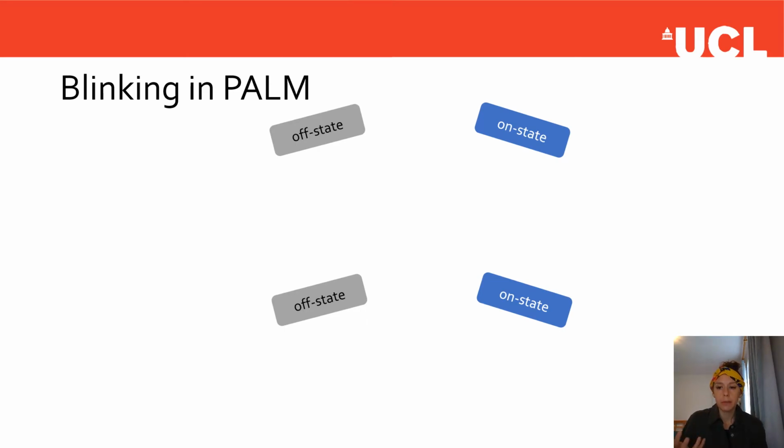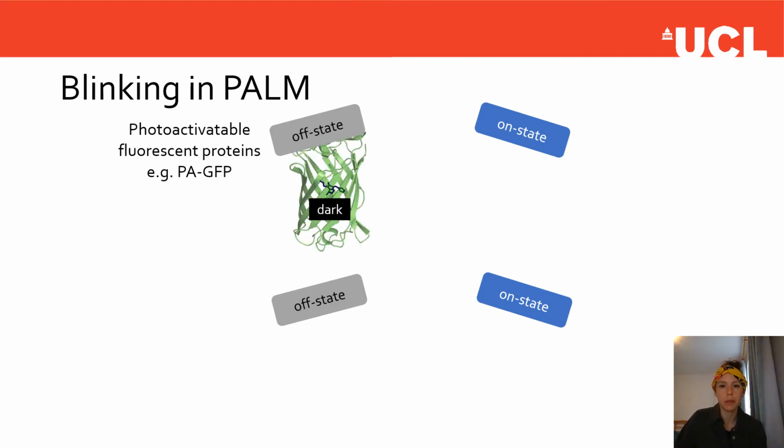So how do we achieve blinking in PALM? This is where we use fluorescent proteins. The first method is using photoactivatable fluorescent proteins, such as photoactivatable GFP. Photoactivatable GFP is kind of a broken GFP. If you label your sample with it, you've got a broken chromophore in the middle of your fluorophore, and it's dark. If I try to image it like normal GFP, I won't get any fluorescence out. So that's my off state.